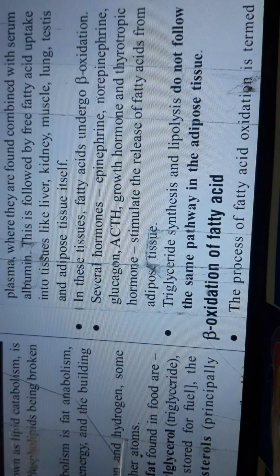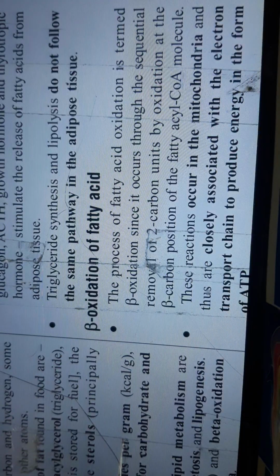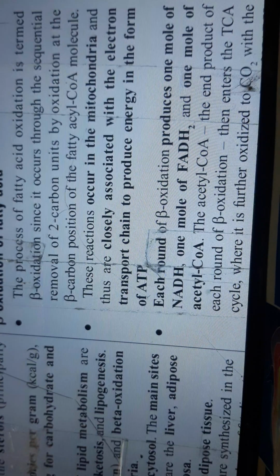In these tissues, fatty acids undergo beta oxidation. Several hormones, epinephrine, norepinephrine, glucagon, ACTH, growth hormone, and thyrotropic hormone, stimulate the release of fatty acids from adipose tissue. Triglyceride synthesis and lipolysis do not follow the same pathway in the adipose tissue. Beta oxidation of fatty acid is the next topic.